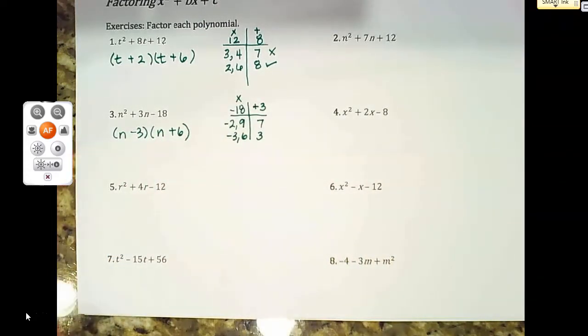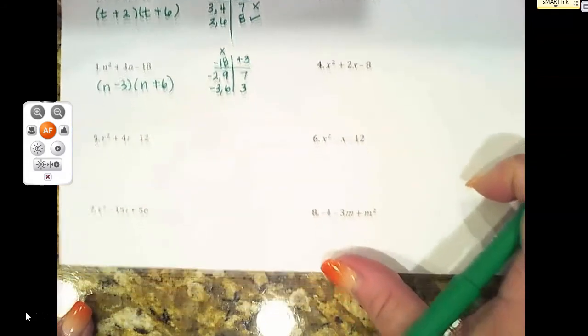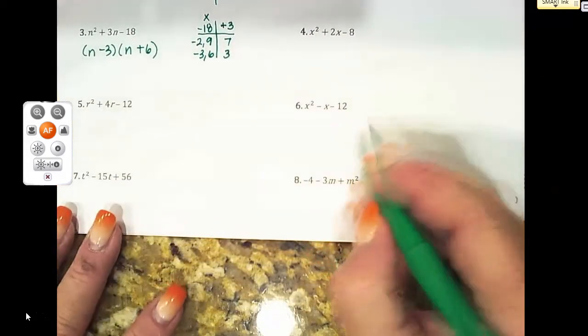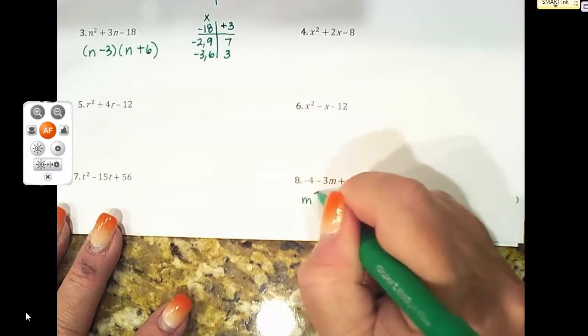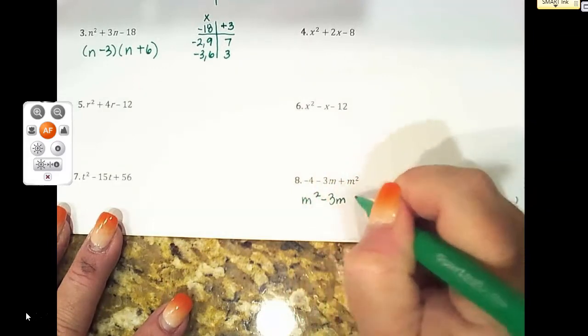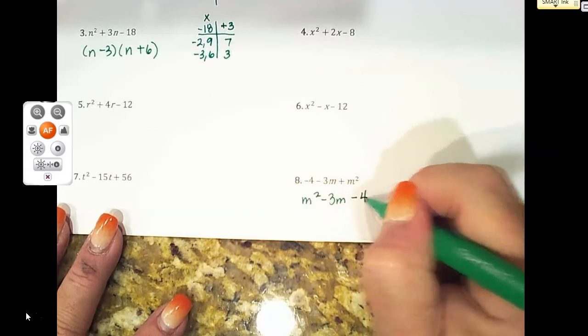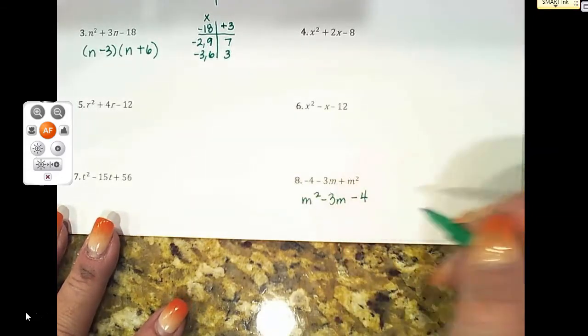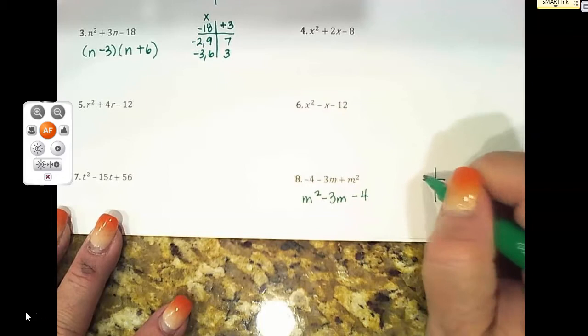And so sometimes, like in number 8, we might have to rearrange the order. We need to put things in standard form before we can decide what A, B, and C are. And so now I see that I need 2 things that multiply to be negative 4.